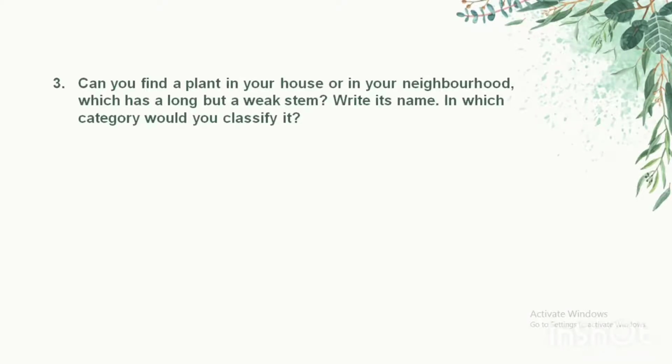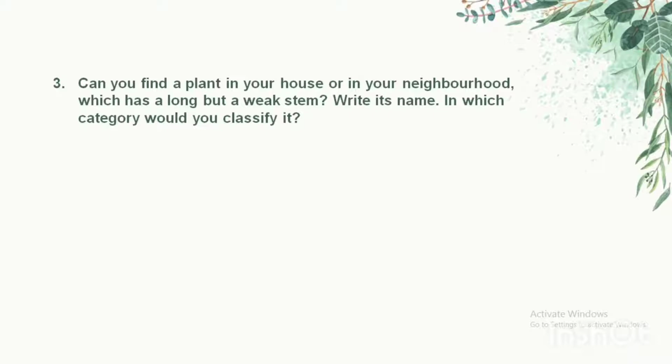Moving to the next, that is number 3. Can you find a plant in your house or in your neighborhood which has a long but a weak stem? Write its name. In which category would you classify it? Now, as you know that two plants can be having weak stem. Either it is a creeper or it is a climber. Okay. So which has a long but weak stem. Okay. So creepers की long stem नहीं होती है, वो पूरे ground के ऊपर spread होते हैं.